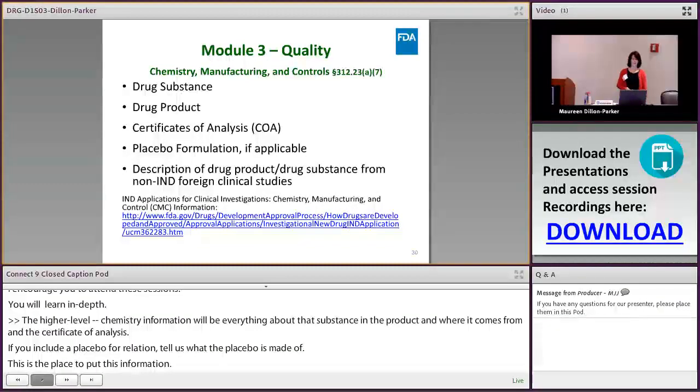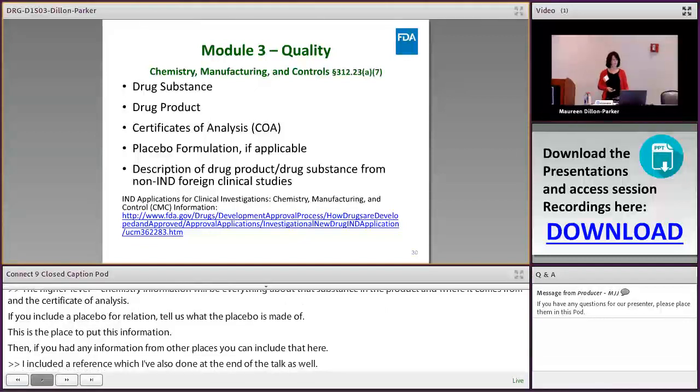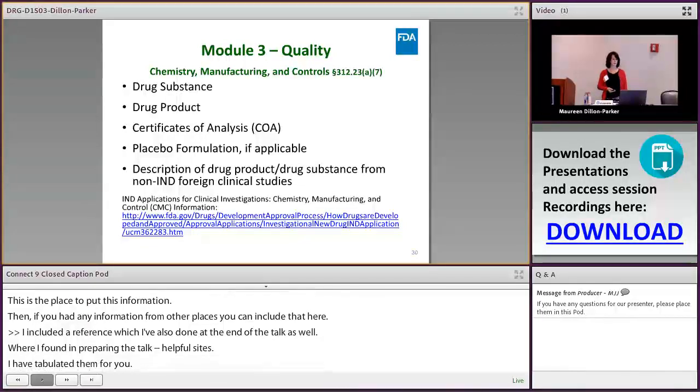And then I included a reference, and I've done that at the very end of the talk as well, where I found, in preparing for this talk, really helpful sites. So again, I've tabulated them all at the end for you, and this is one of them. But it does provide you with an awful lot of information on what needs to go in this section.